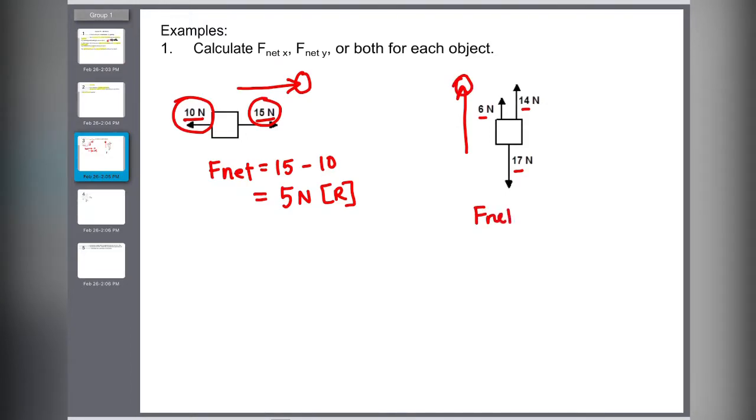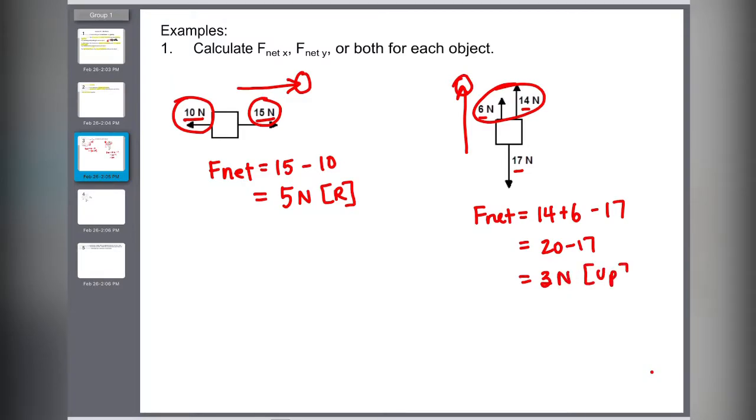So I'm going to write the F net right now. I'm going to go up, plus up, minus down, right? I have to add up all the ones to the top first, and then subtract the one at the bottom. So 20 minus 17, I have an overall force of 3 Newton going upwards.